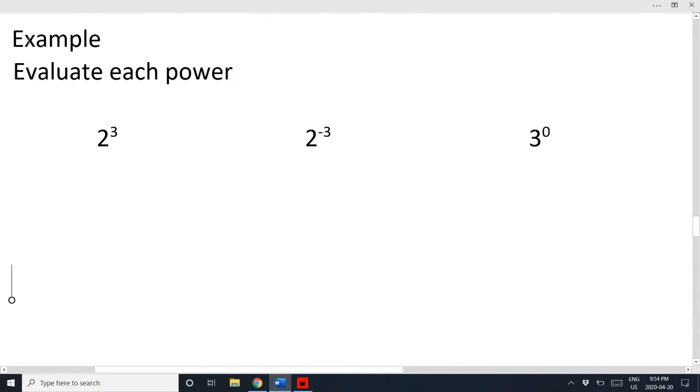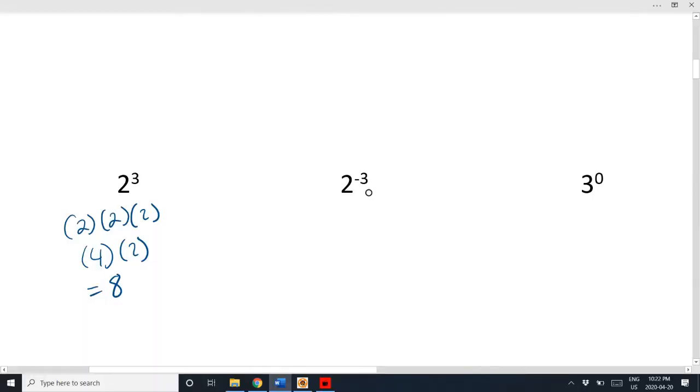Let's practice evaluating each power. 2 to the power of 3. As you recall, this just means 2 times 2 times 2, where the 2 is the base and the exponent tells us how many times we have to multiply it. To evaluate this, we're just going to multiply across. 2 times 2 we know is 4, and then we'll bring down this 2 over here. 4 times 2 we know is 8.